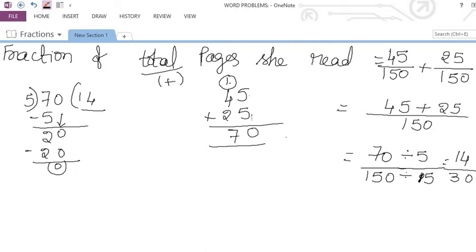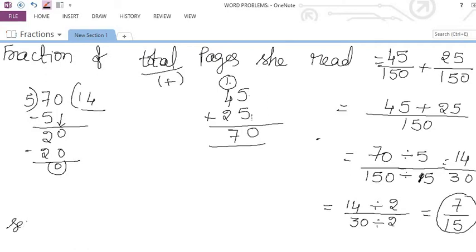Yes. So 2 table, 2 7s are 14, 2 15s are 30. So the fraction is, out of 150 pages, she read 7 by 15th part of the book. We all know how to write fractional numbers. 7 15th of the book she read.